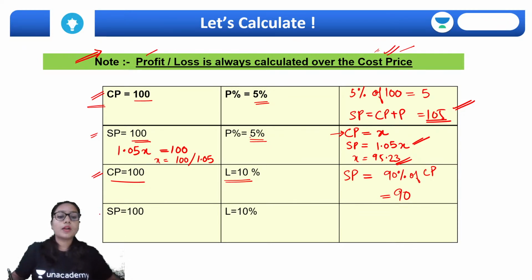Alright, now when selling price and loss percent are given, how do we calculate the cost price? Okay, use the approach in the second point and tell me what will be the cost price. Yes, 90 is the correct answer for this one. Please answer this one now.